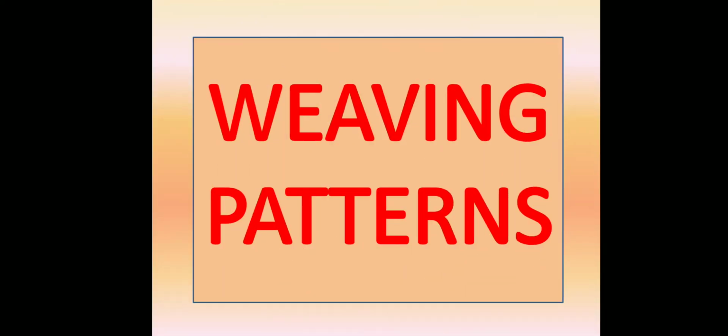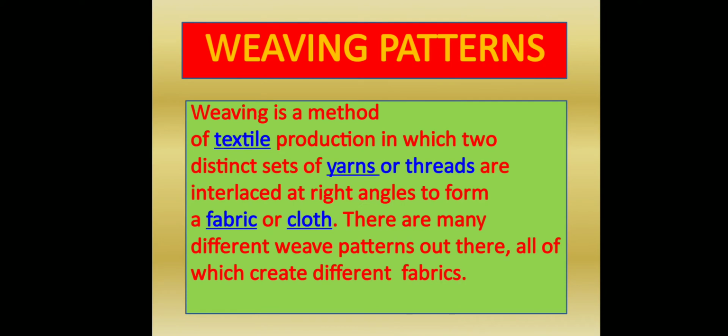Let us first continue with the weaving pattern. Let us understand the meaning of weaving pattern. Weaving is a method of textile production in which two distinct sets of yarns or threads are interlaced at right angles to form a fabric or cloth. There are many different weave patterns out there, all of which create different fabrics.